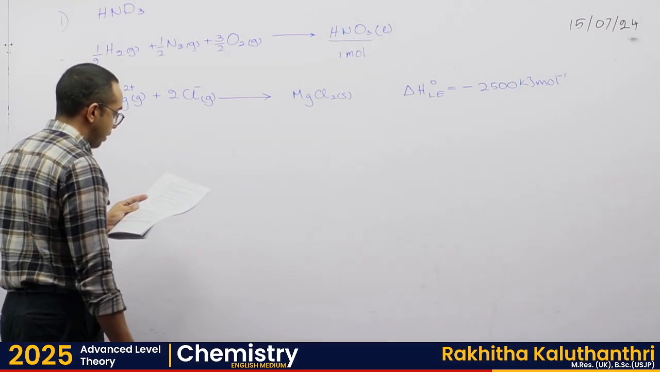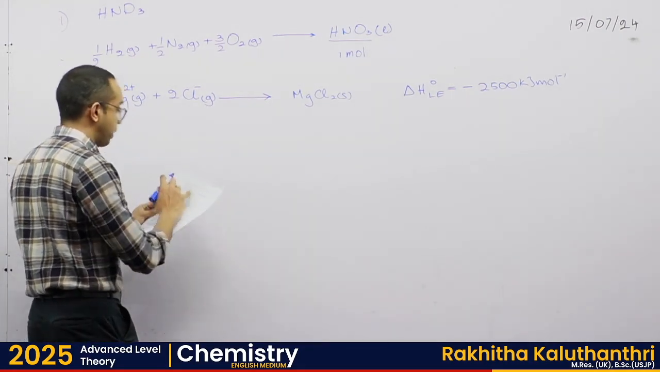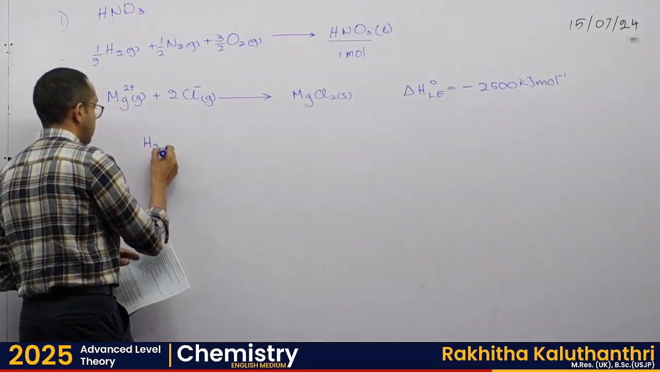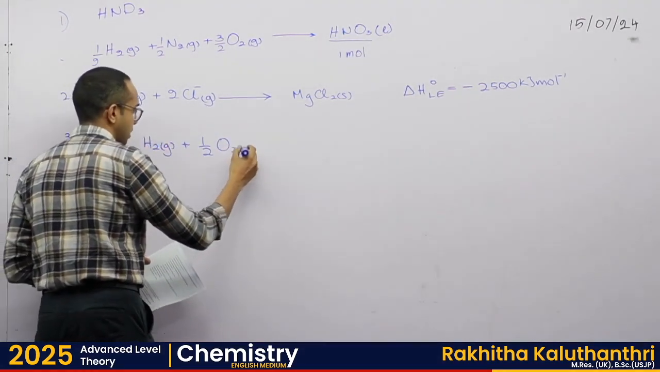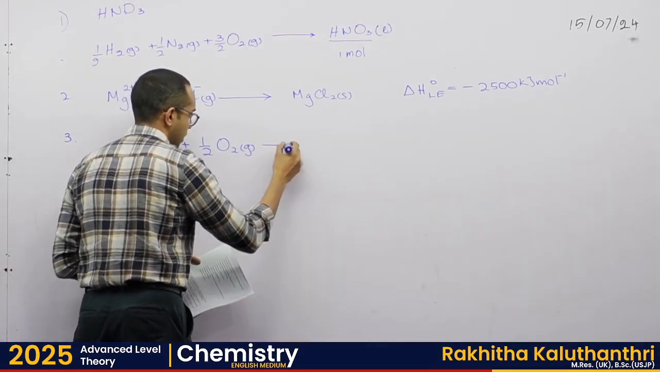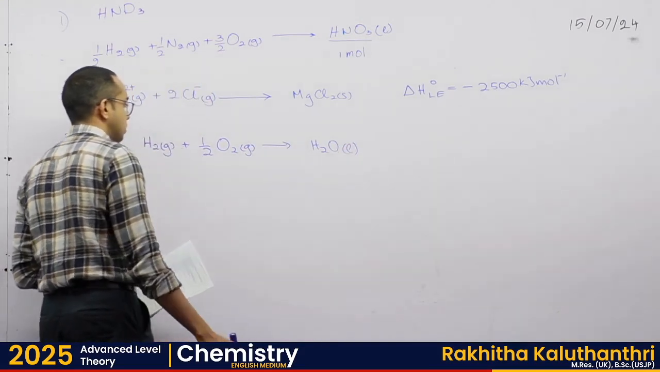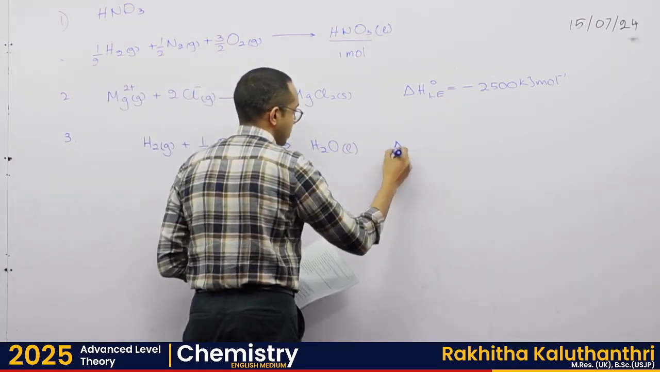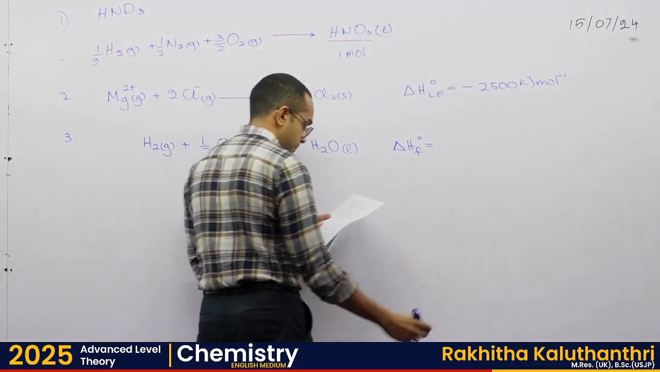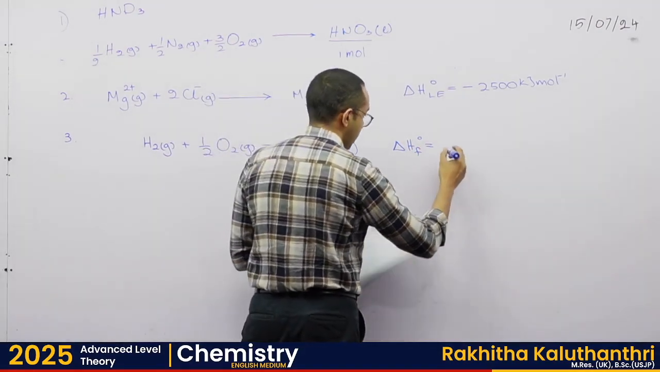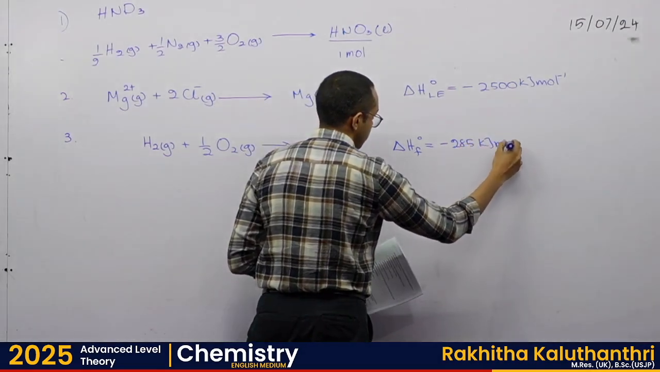Third one, the standard enthalpy of formation of H2O. Let me read it correctly. Formation, that means H2 gas plus, I will balance it directly and write, these are not difficult parts. So it forms 1 mole of H2O liquid. So you can even write the thing, delta H F naught is equal to minus 285 kilojoules per mole.